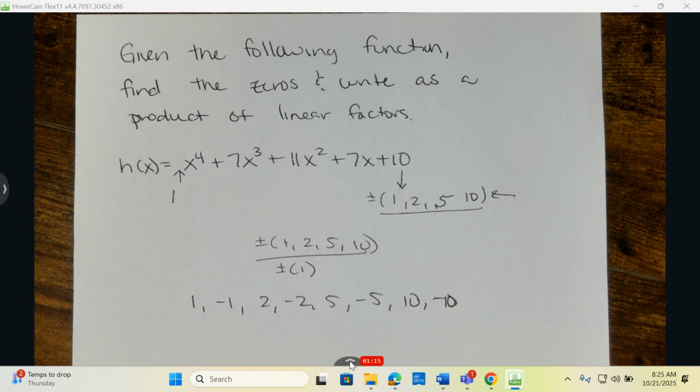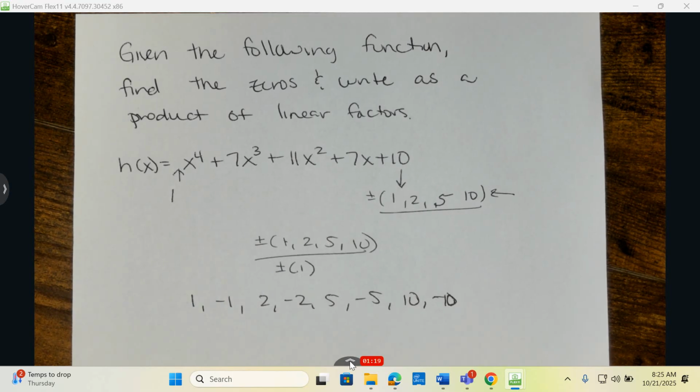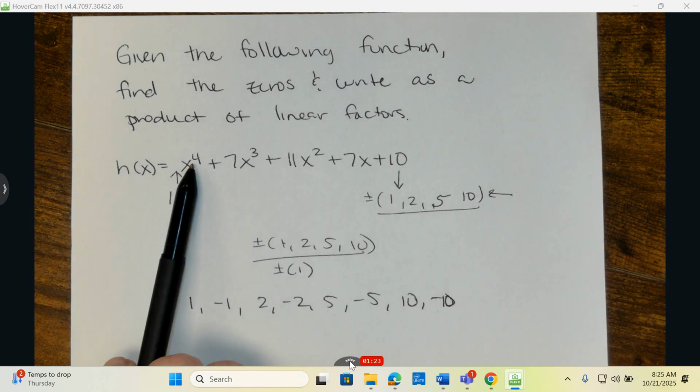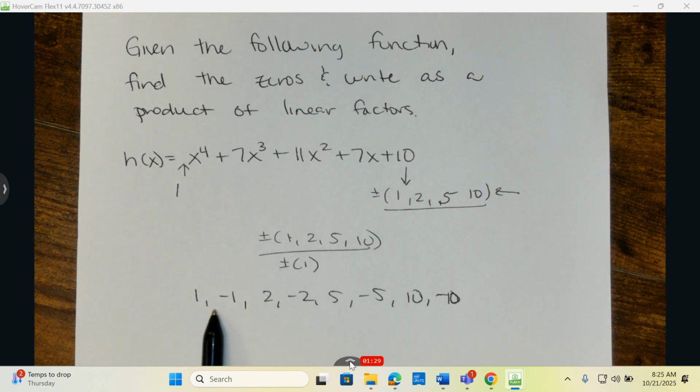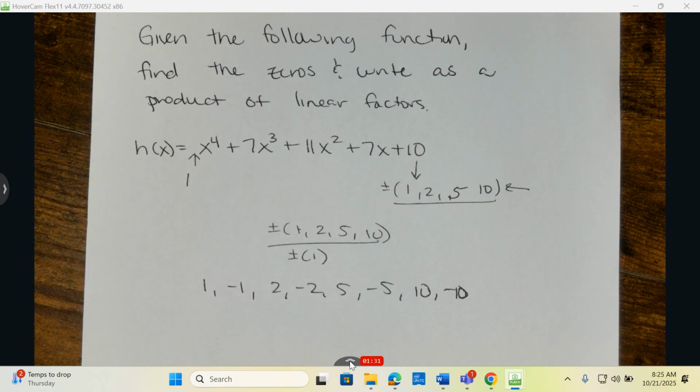Now, in the last unit, we said that all of our roots had to come from this list. But now we have moved into having imaginary solutions. So I will have a total of 4 solutions. Some of those may be repeated or duplicate answers, but not all of them necessarily will come from this list because some of them may be imaginary and have i's.